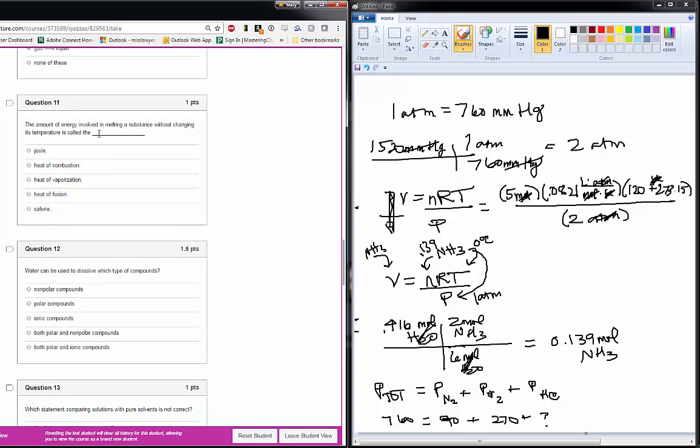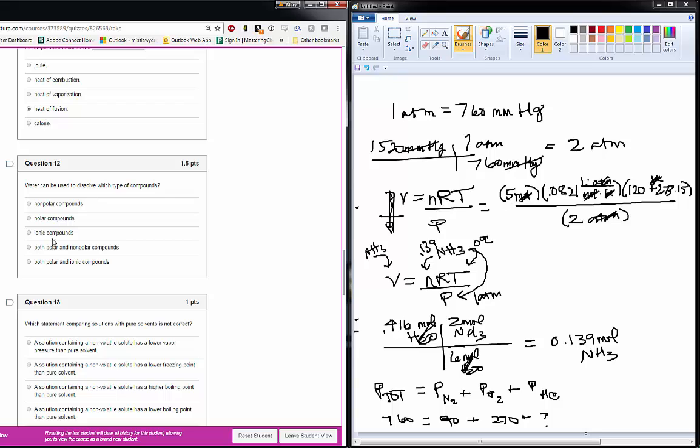The amount of energy involved in melting a substance without changing the temperature, that's the heat of fusion. Fusion is that process of melting and/or freezing. Heat of fusion is going to reflect that process.